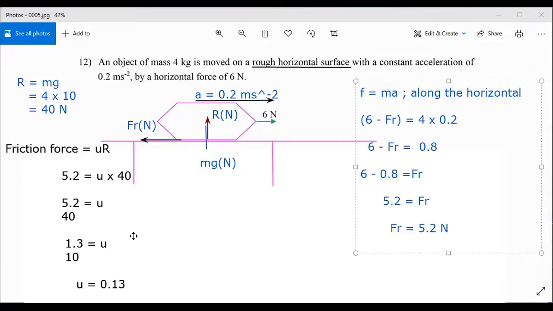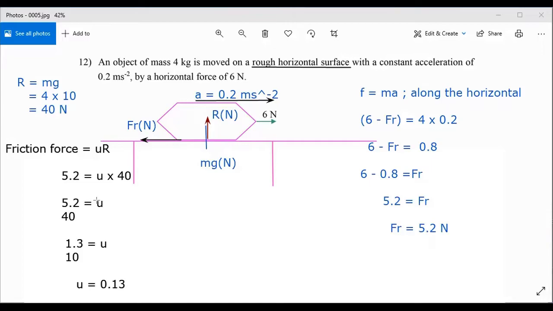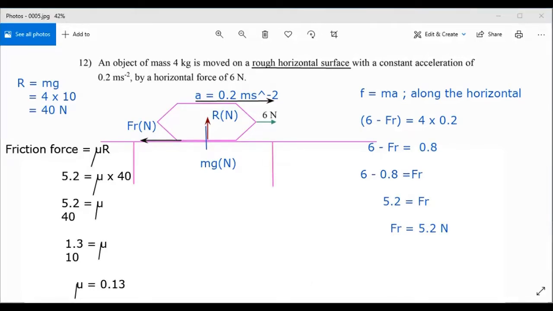I use the letter U instead of mu because I do not have the letter mu in my keyboard. As I cannot type mu, I use the English letter U. So if you are really upset with it, just make it mu by drawing a line like this, if you want. Those things are not problems, right? Let's go to question number 13.